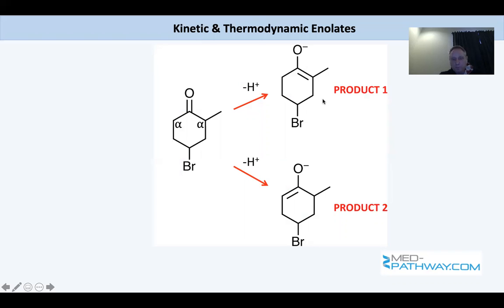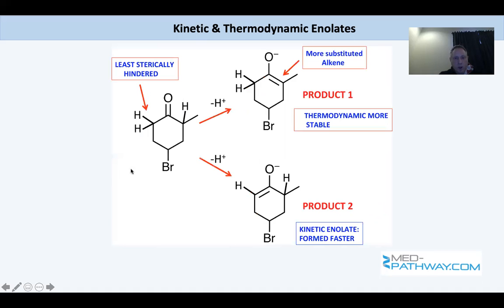The question is, which one is the kinetic product? Which one is the thermodynamic product? The kinetic product is the one that's formed the fastest. The thermodynamic one is the one that is the most stable, okay? And in some cases, but not in this case, the thermodynamic and the kinetic product can be the same.